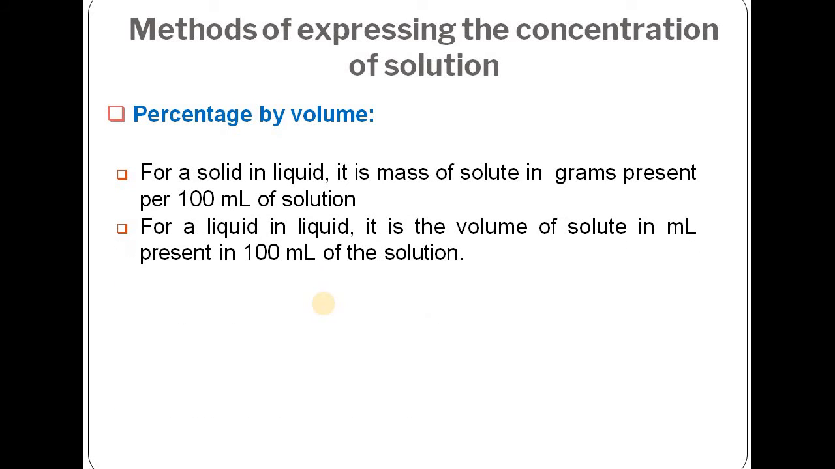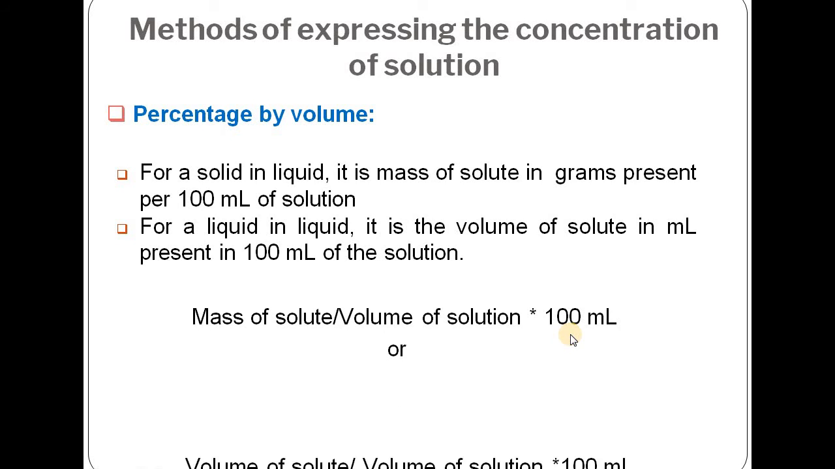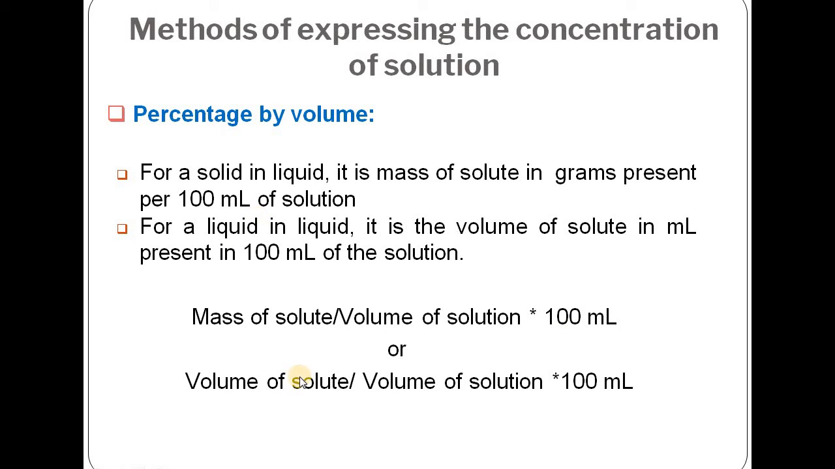Next one is percentage by volume. Now for a solid in liquid, it is mass of solute in grams present in 100 ml of solution, whereas for liquid in liquid it is volume of solute in ml present in 100 ml of the solution. So if you are having solid in liquid, the formula would be mass of solute divided by volume of solution into 100 ml. Whereas if we are having liquid in liquid, the formula would be volume of solute divided by volume of solution into 100 ml.